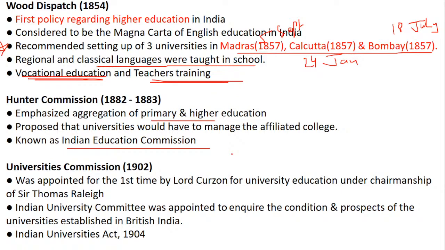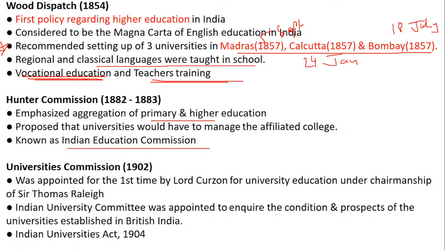Now University Commission, which was established in 1902. It was appointed for the first time by Lord Curzon for university education, under the chairmanship of Sir Thomas. But names are not that important, there is no direct question seen. What is important is the next point: the Indian Universities Commission was appointed to inquire into the condition and prospects of universities established in British India, and an act was formed, that was the Universities Act of 1904.